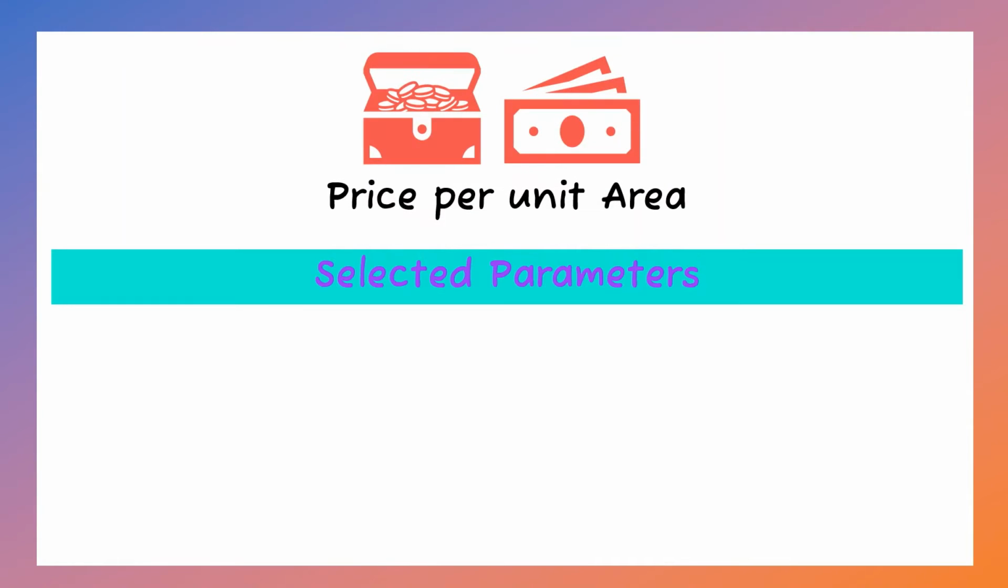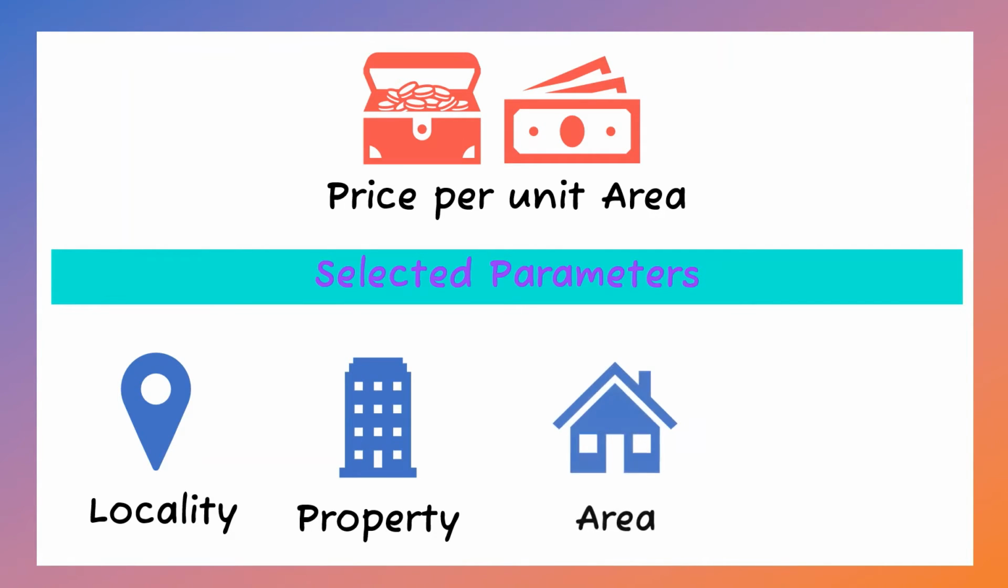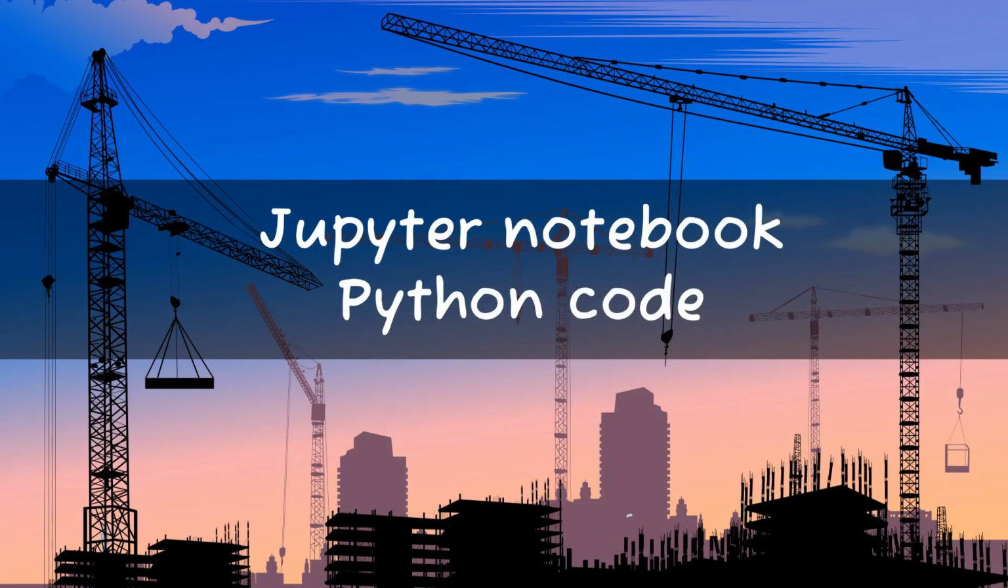In our case, we select the target variable as the transaction price per unit area, and 4 independent variables or features. The first feature is property locality, which comprises about 30 districts in Singapore. The second feature is property type such as bungalow, apartment, condominium, or terrace. The third feature is area type, whether landed or strata title. The fourth feature is tenure, whether freehold or leasehold. Let's look at the Jupyter Notebook and Python code.